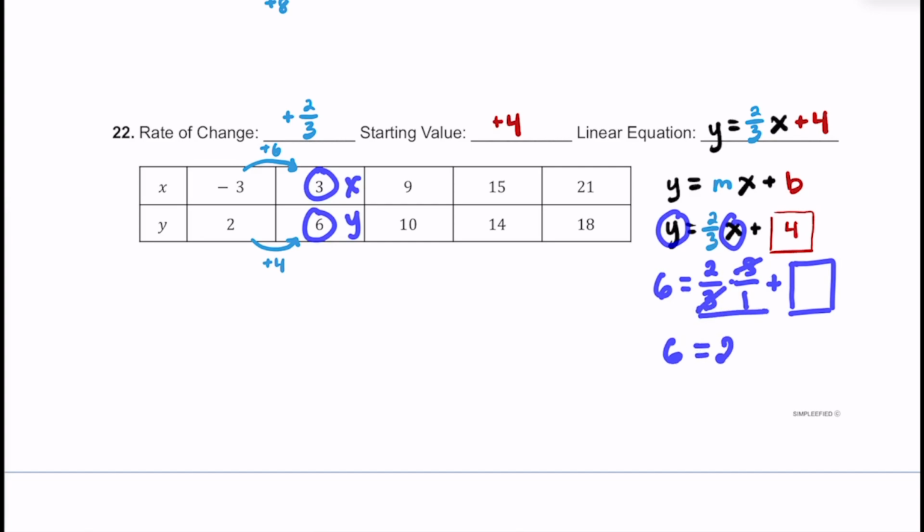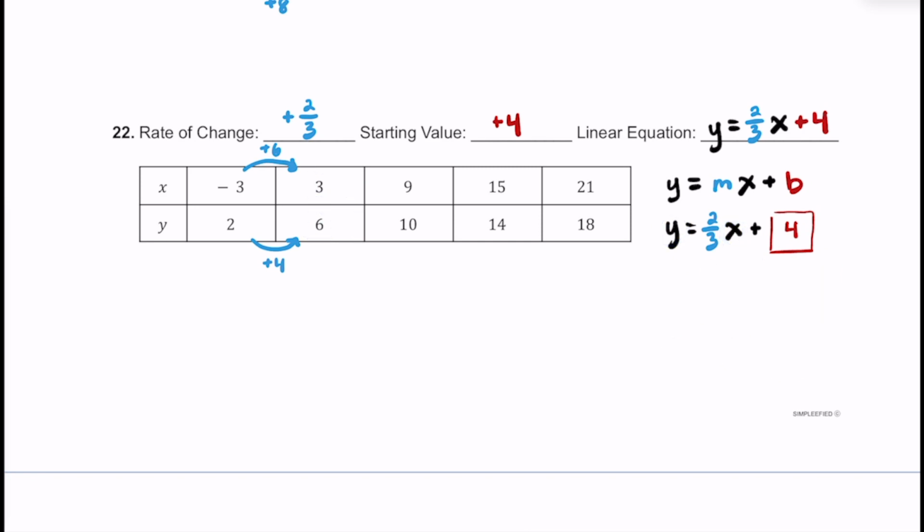So 6 is equal to 2 plus something. And what does that something end up being? Well, surprise, surprise, that something is going to be 4 because that's going to be our starting value that we came up with just a moment ago. All right, so that would be our linear equation.